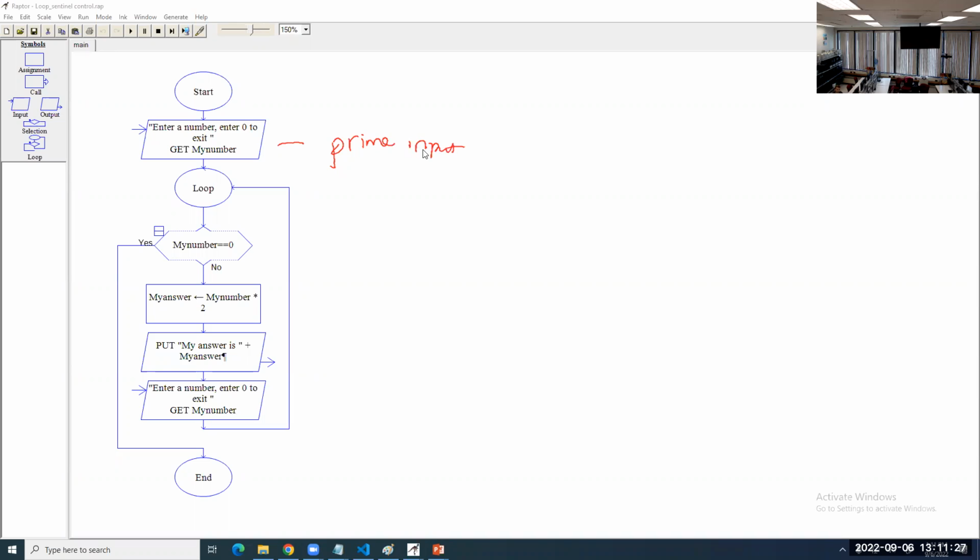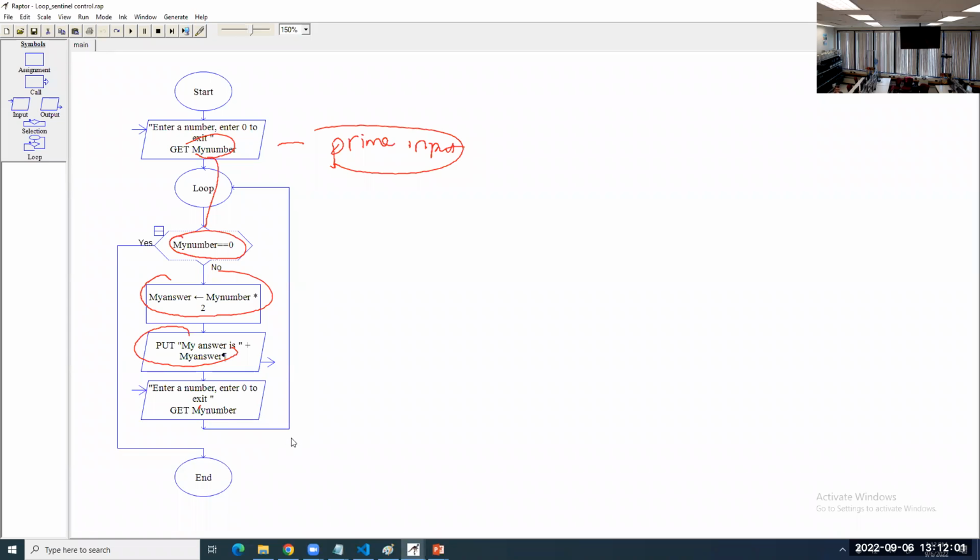From input outside the loop, get the value in order to get ready for the loop. You see, in this program, you need to check if the number equals 0 or not. That's why you need to get the prime input, and the prime input here is the number. For every time you check whether the number equals 0 or not, if not, you just double it, right? Print out the answer. Now, again, you need to move to the next number. That's why you need this one here.